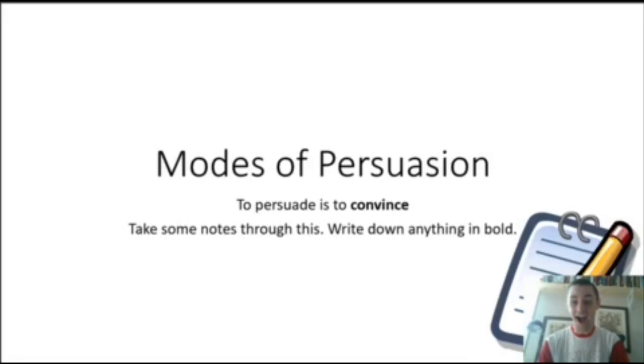So we're going to talk about 3 different modes of persuasion today, or we can also call them 3 different rhetorical appeals. This is going to be really quick, and then I'm just going to talk about the assignment that you have at the beginning of the week. So remember that the purpose of persuasion is to convince your audience that what you're saying is true.